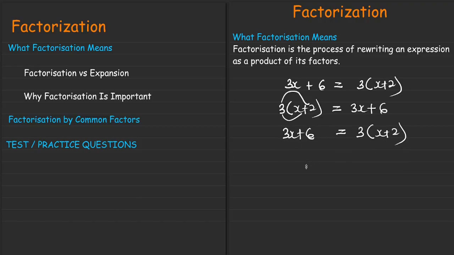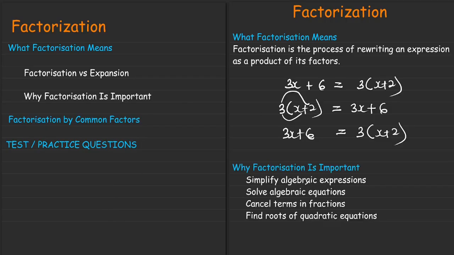Now, before we actually go through the process of factorization, why is it even important at all? When we factorize, we're able to simplify algebraic expressions. We are able to rewrite them in their simplest form. Secondly, factorization also helps us to solve algebraic equations, as you would see in subsequent lessons. Factorization also helps us to cancel terms in fractions. And finally, factorization helps us find the roots of quadratic equations. So if you needed a note on that, this is just it.